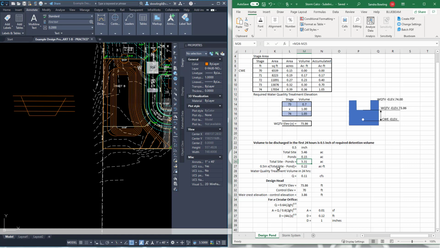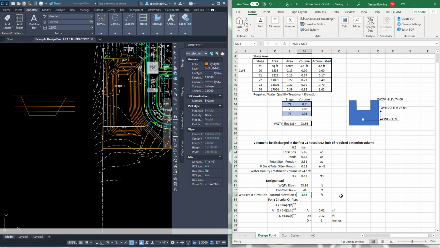So 0.5 times the 5.31, and then divided by 12 to get it into acre feet, is going to be 0.22. Now, that equates back out. So all I did is take the acre feet and divide it by the 24 hours. 24 hours, change it to minutes, multiply it by 60, change it to seconds, multiply it by 60. Okay, and you're multiplying the acreage, the acres, by 43,560, which converts it to cubic feet. Okay, so that's what that formula is. So it'll allow out 0.11 CFS.